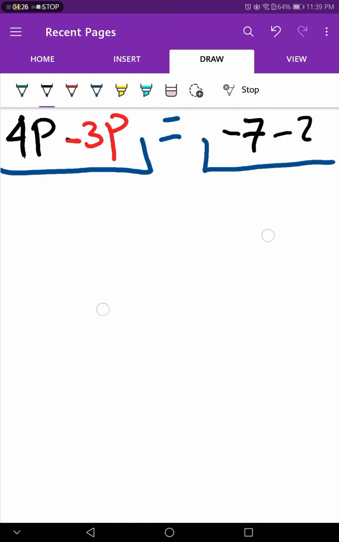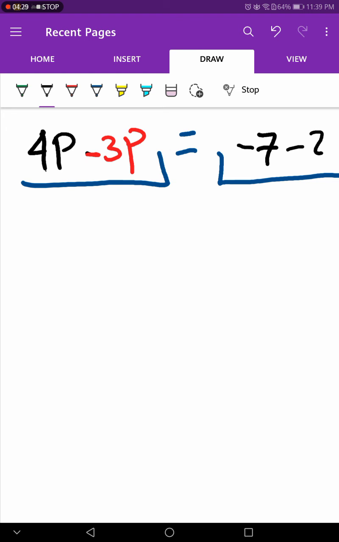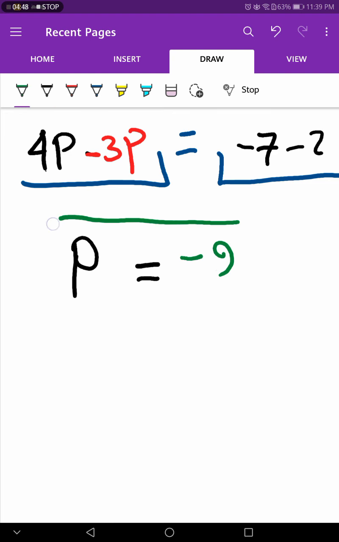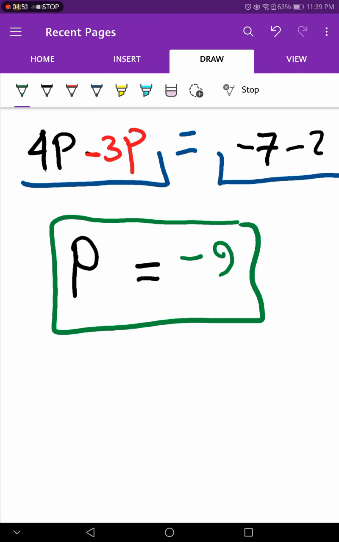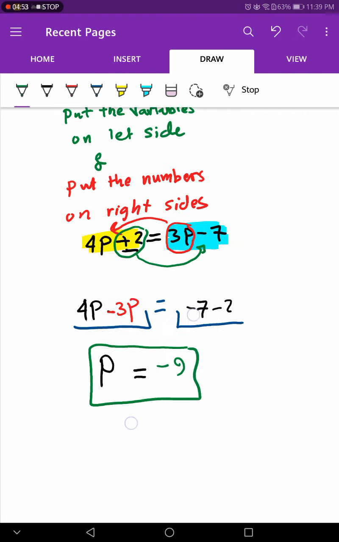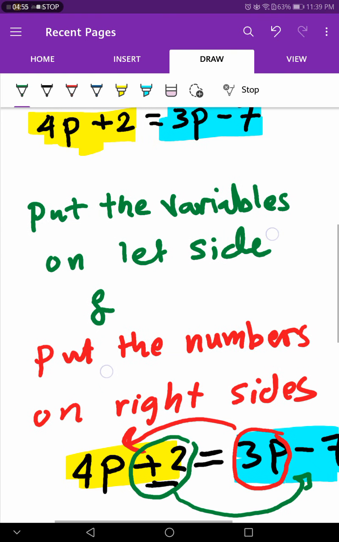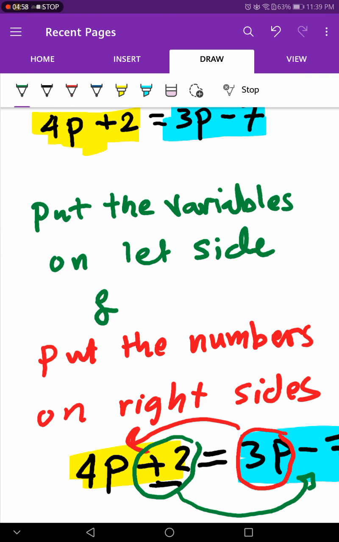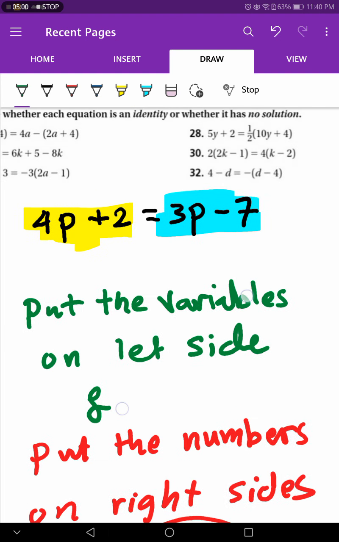Great. Now 4p minus 3p equals 1p, equals negative 7 negative 2. Negative 7 means 7 for the grocery, and negative 2 means 2 for the grocery too. So the answer is negative 9. So this is the answer. I will take one more question and remind myself I will put all the variables on the left side and put the numbers on the right side.